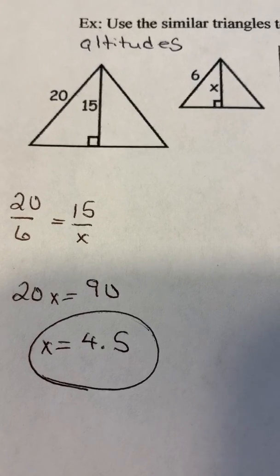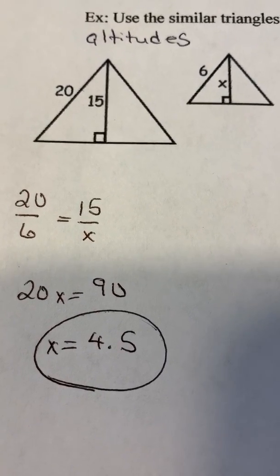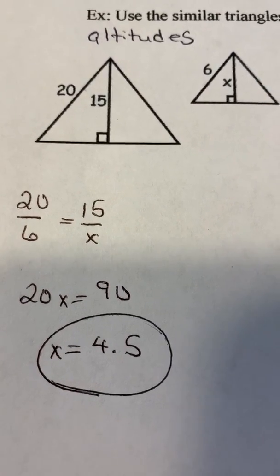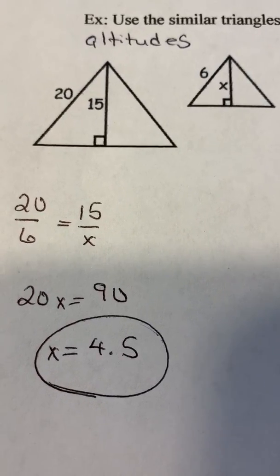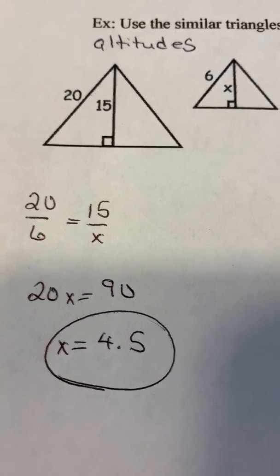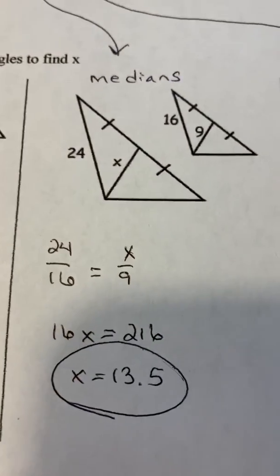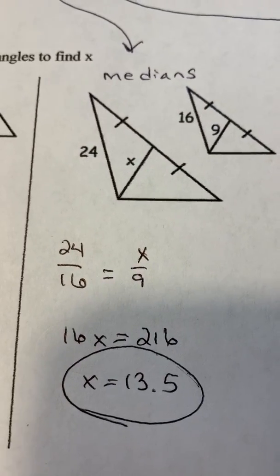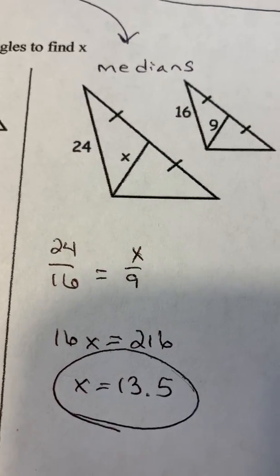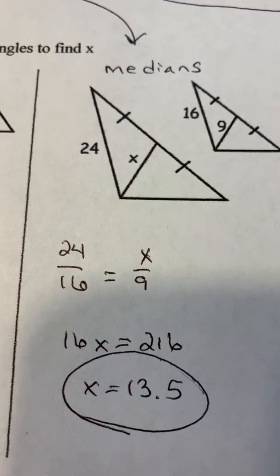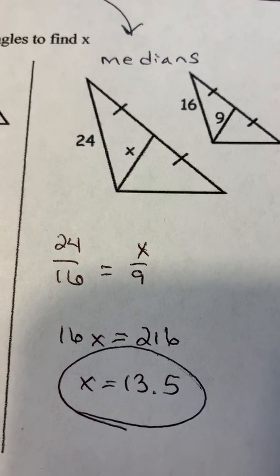20 is to 6 as 15 is to X. Use cross products, cross multiply, divide, 4.5. Again, please be comfortable with getting fractional answers. Next one, even though it has medians, it's the exact same type of problem. 24 is to 16 as X is to 9. Cross multiply, divide, 13.5.